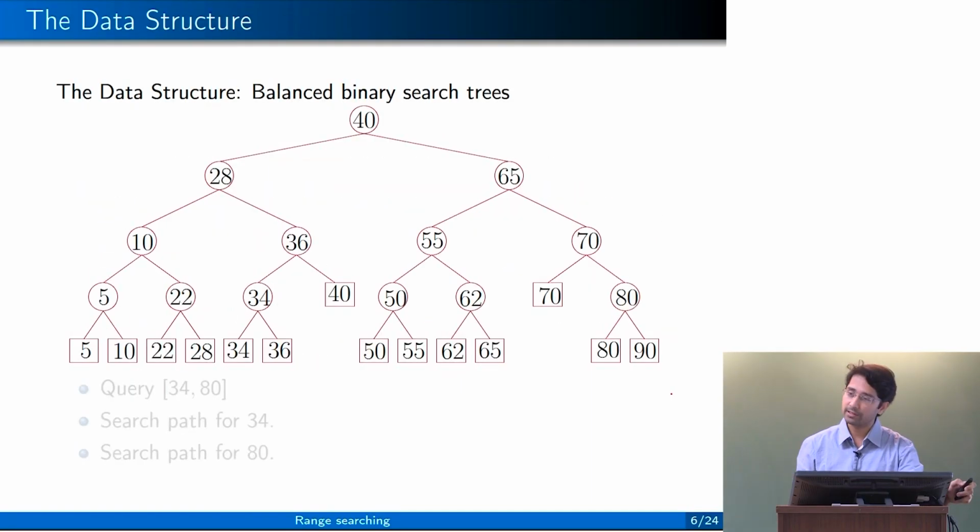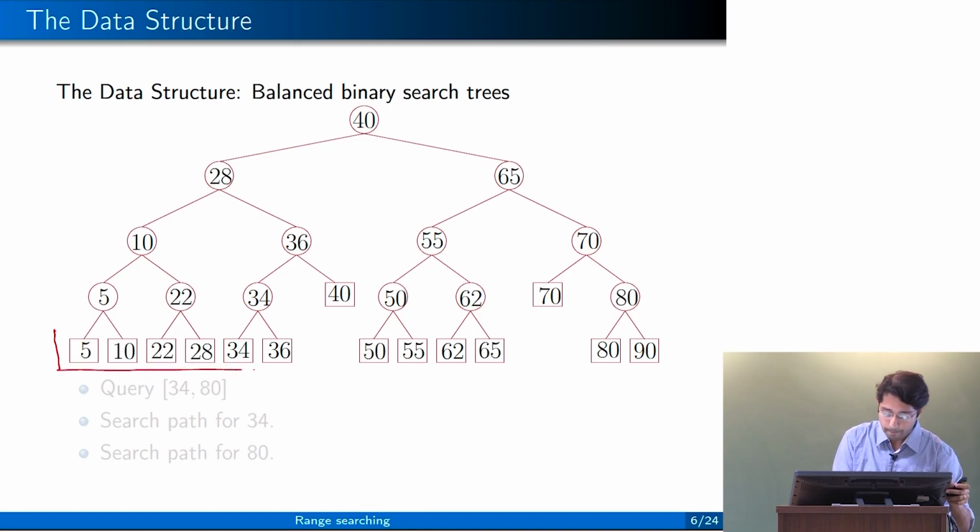But in the next few slides, I will give you a little bit more complicated solution to this problem. Why? Because it will help me build a data structure for the 2D problem. Clear? So, what is my solution? It is the same solution of sorting all the points. Suppose these are my points: 5, 10, 22, 28, 34, 36, 50, 55, 62 till 90.